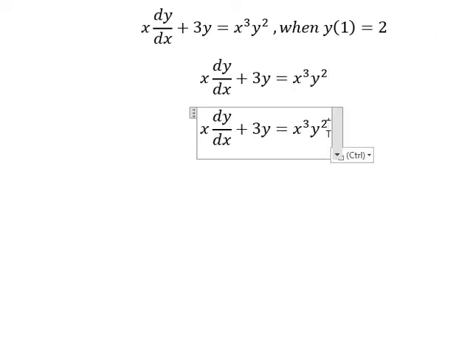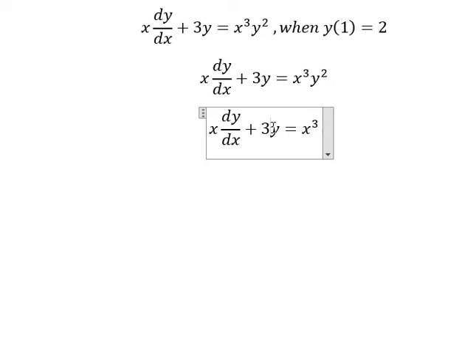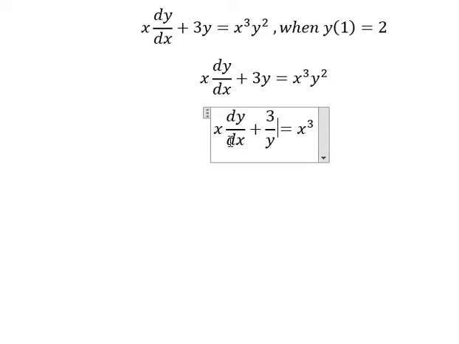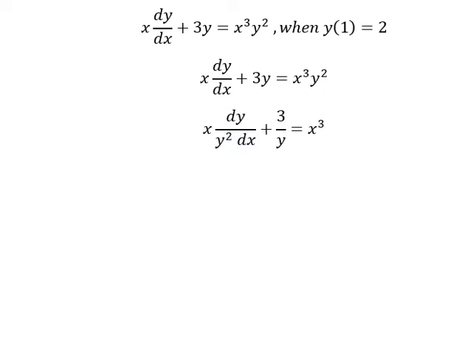We divide both sides by y squared. So we have 3 over y and dy over y squared dx. That is about the Bernoulli equation.